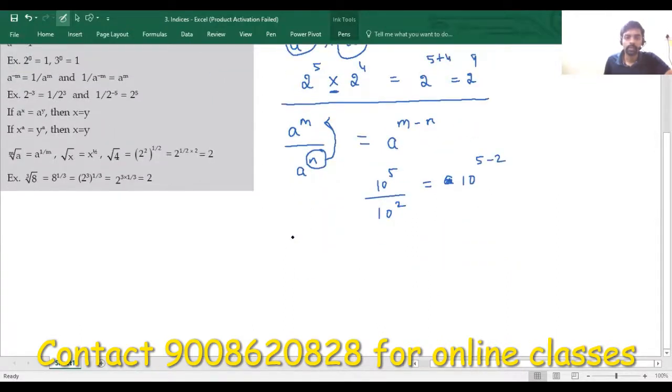Now, third law of indices. A power m whole to the power n. So this can be written as a to the power mn. You can multiply the exponents when there are more than one exponent. A is the base. For base a, what is exponent? M. And then a power m is the base. For a power m, the base, the exponent is n. Correct? When there are more than one exponent, you just have to multiply all the exponents. So m into n is mn. Please note down along with me.